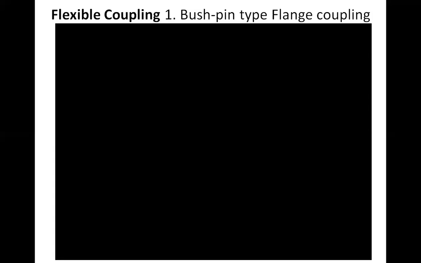So the flexible coupling is the type for that. In the flexible coupling, the bush pin type of flexible coupling is one of the couplings that we are going to see, and we are going to design this also. So what is the change between the simple flange coupling or protected type coupling and the bush pin type of coupling that we see here?